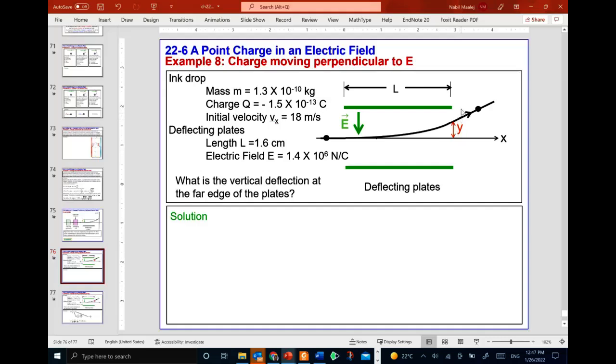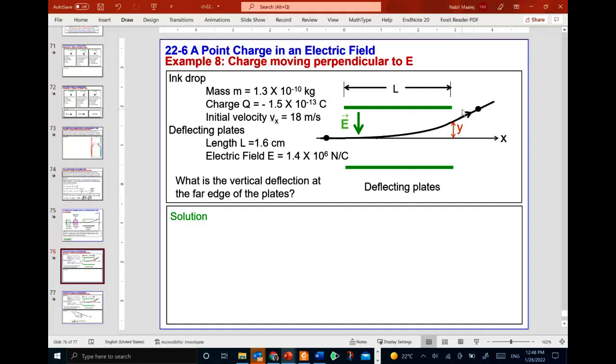Now we have motion in the x direction. Is it a constant velocity or is it changing velocity in the x direction? It's constant velocity because there are no forces acting on the particle in the x direction. The force is only vertical. It's an upward force. How about the motion in the y direction?